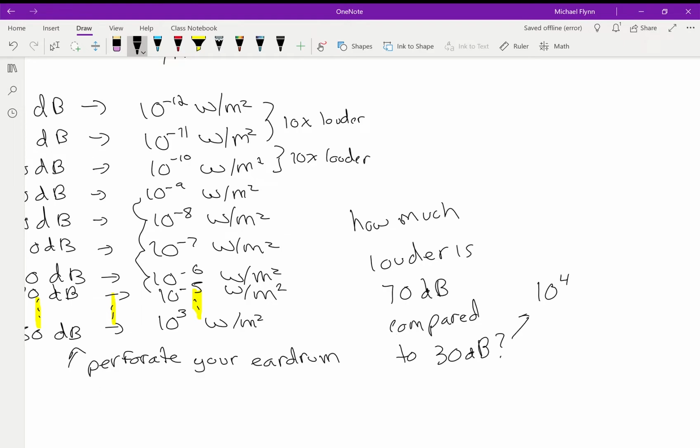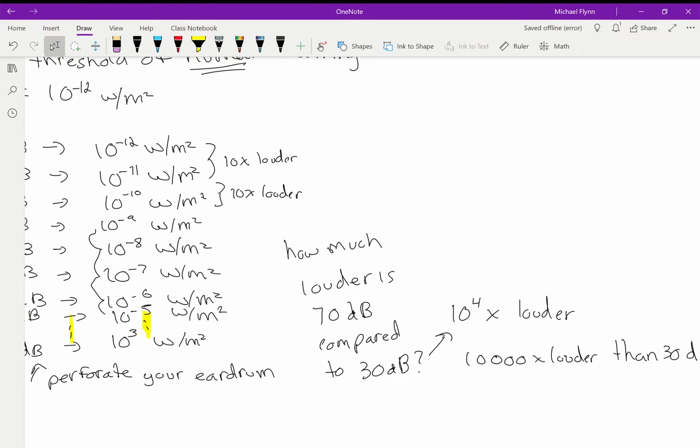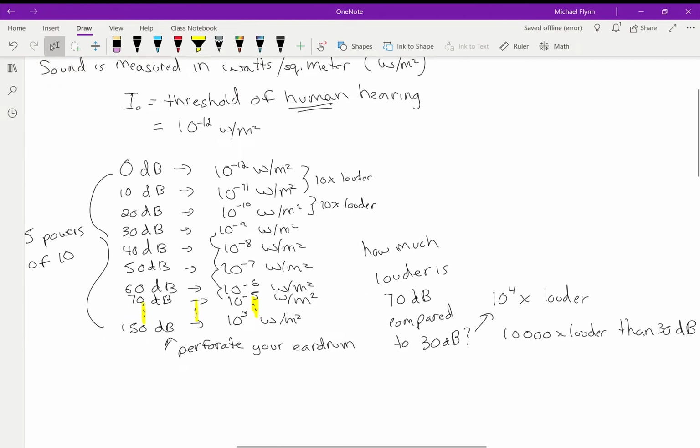So the answer to this question is 10 to the power of 4 times louder. In other words, 70 decibels is 10,000 times louder than 30 decibels. It's more intense by a factor of 10 to the power of 4, which is 10,000. Okay, so that's the decibel scale.